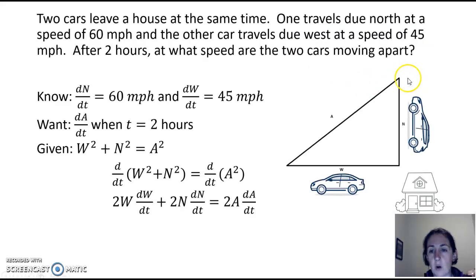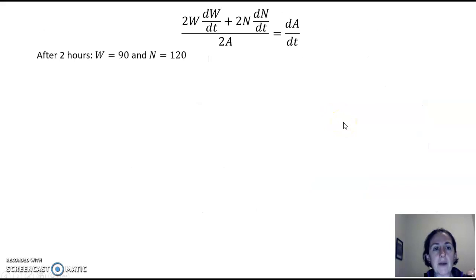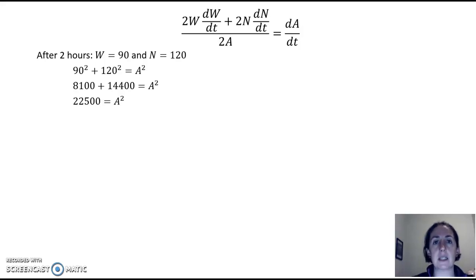And notice again, this formed this really nice right triangle where a squared plus b squared equals c squared with the Pythagorean theorem. So after 2 hours, w is 90, n is 120, so we can use the Pythagorean theorem to find their diagonal distance a from each other. And when we go to take the square root of both sides, ordinarily we would take plus or minus, but because these two cars are a distance apart and distances are always positive, a is just going to be the positive 150.